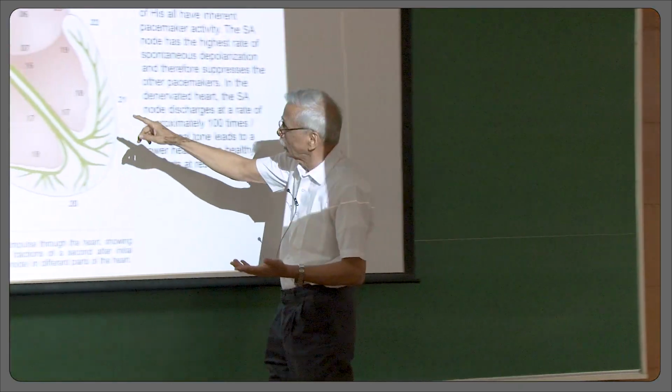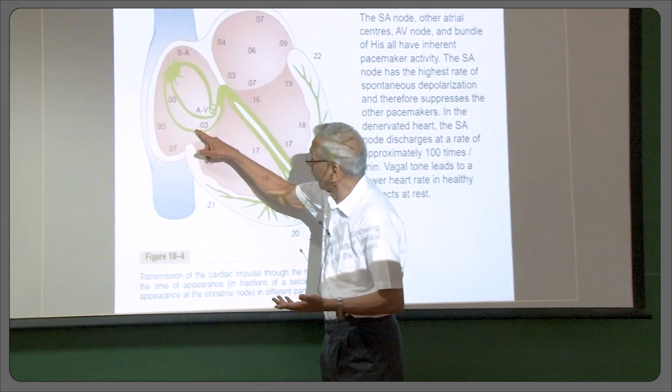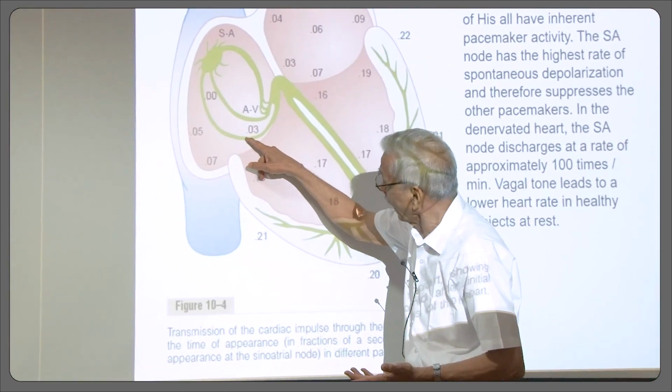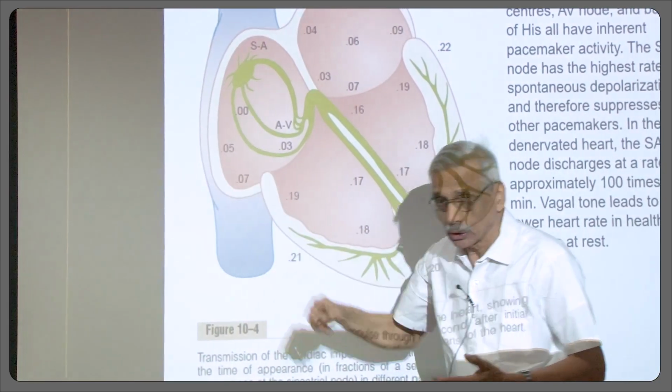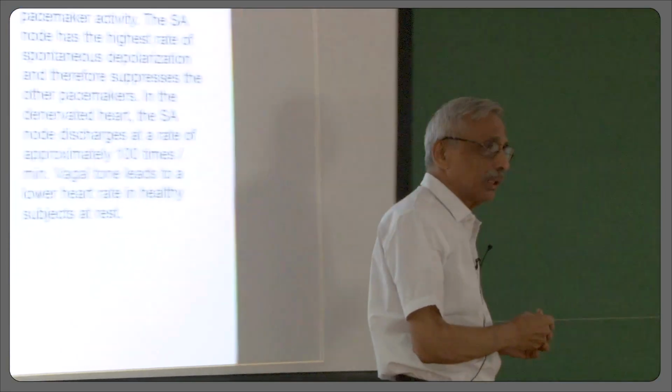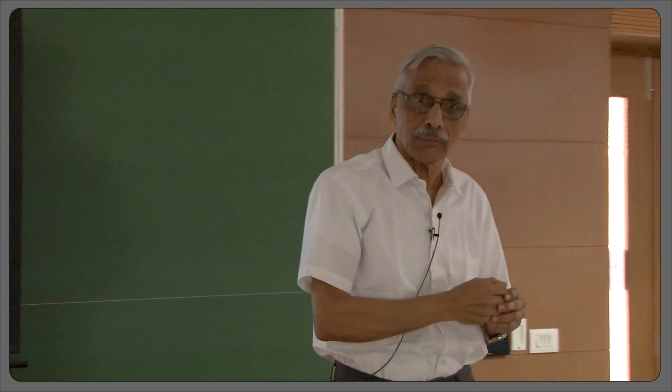0.03. Okay, here 0.03, it has come here. From here it will go, now from here to here, is it going by the conducting system or is it simply going by the cardiomyocytes connected to one another by way of gap junction?